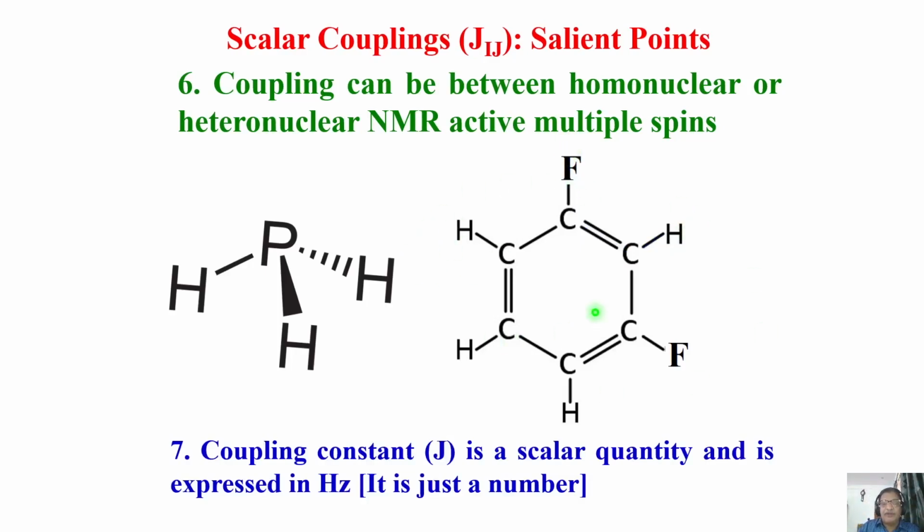There are so many couplings here: homo between protons, hetero between proton and carbon, homo between carbons, hetero between proton and fluorine, and homo between fluorine and fluorine. All those things are possible. And the coupling constant is a scalar quantity and is expressed as a number. It is in hertz. It is a number. I will say the 1 bond or 2 bond coupling here may be 5 hertz, 10 hertz. I express it in terms of a number, and the unit is hertz. It is just a number.